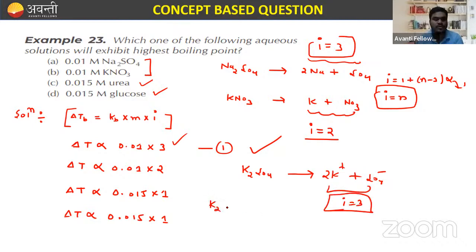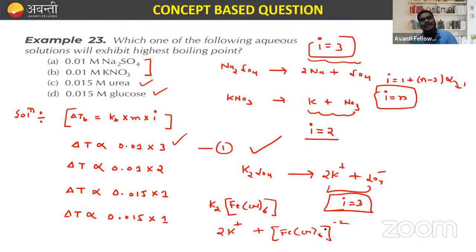Similarly, if I'm talking about K2FeCN6, then how will you calculate this? We can calculate this as 2K plus, and this will give Fe, and this will give CN6. So this is how we can calculate. In this also, the number of ions is nothing but 2 plus 1, that is, number of ions is equal to 3, or we say the van't Hoff factor is also equal to 3.